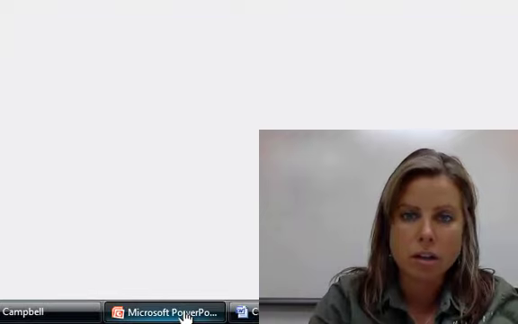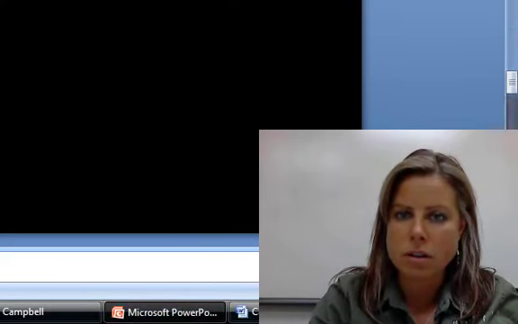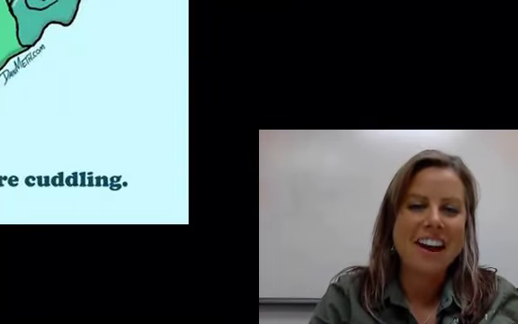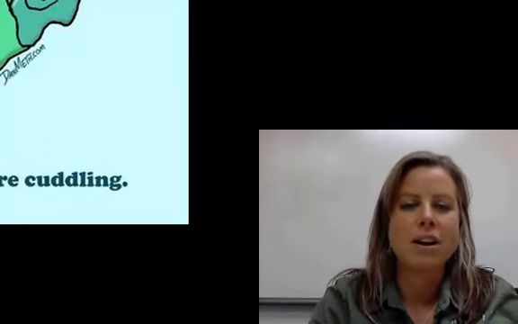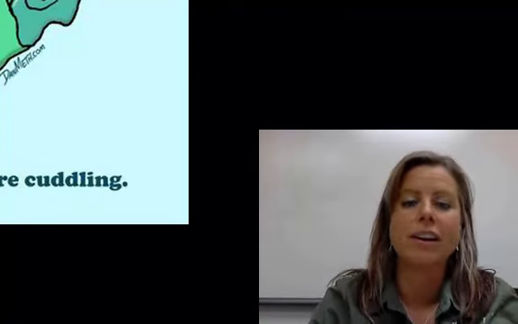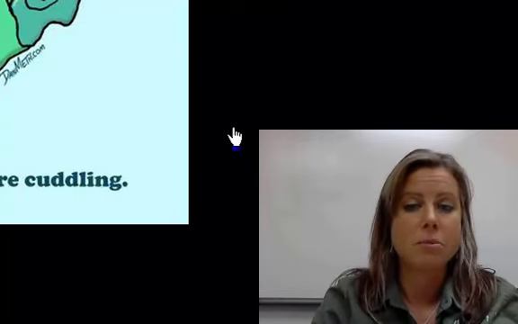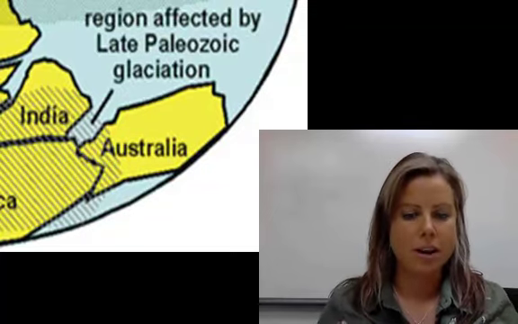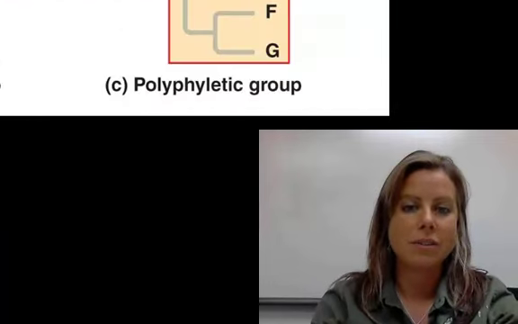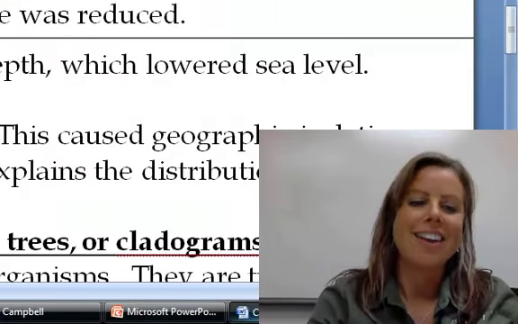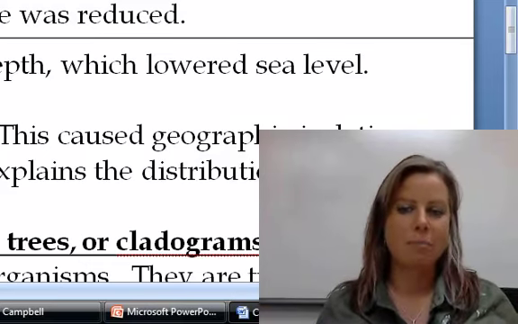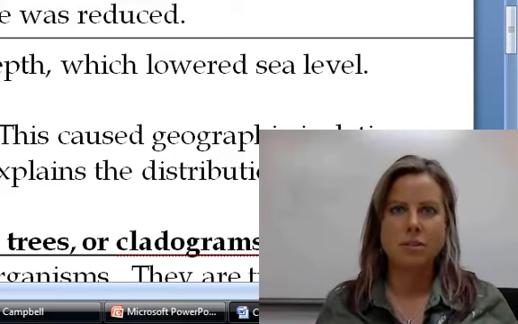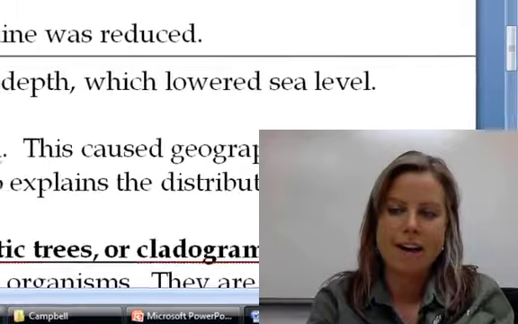If we go here, I think I've got a picture of Pangaea, when the continents were cuddling. You can see how the outside is where the shoreline is, so you have reduced the shoreline. Then the next thing that happened was Pangaea started to break apart. So this is actually Pangaea here, and you can see it's going to start to break apart. When that happens, you're going to have geographic isolation again, but we can use that as clues. We talked about that with biogeography, to see where organisms used to be located and what common ancestry they might have.